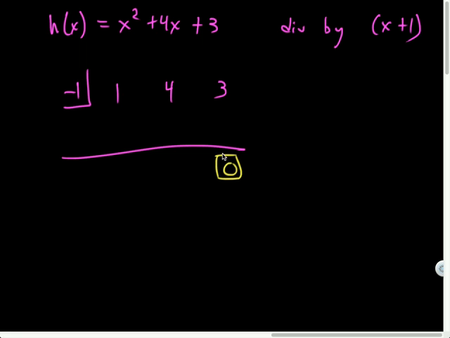Right? And it has to be 0 because if this is truly a factor, then that means it must divide into this an even number of times. There would be no remainder left over, right? So that's what the whole idea behind the factor theorem is. So let's do this. Bring down, add, multiply, and it works out.